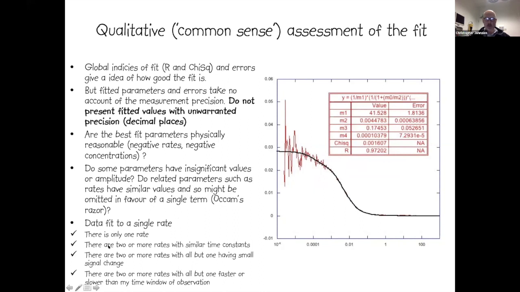But however, there could also be 2 or more rates that have similar time constants and are not resolved as individual rates. There could also be 2 or more rates with all but one of them having very small signal change. So there may be numerous rates, but the actual measurement can't detect them. There's no amplitude associated with them. And there may also be 2 or more rates, all but one of them are faster or slower than the time window of your observation. So in terms of discriminating any of these alternatives, you then have to redesign your experiment and make further measurements.